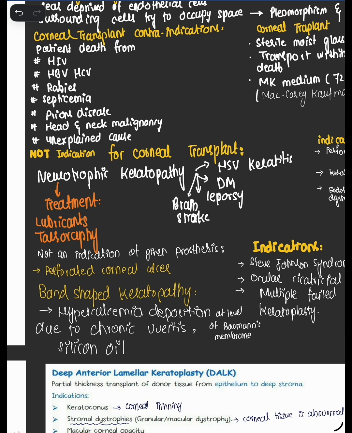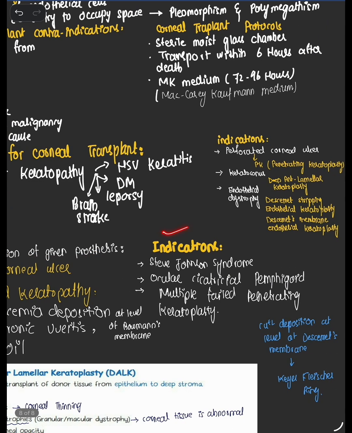In which conditions can we not do the keratoprosthesis? In the perforated corneal ulcer we cannot do the keratoprosthesis. What are the indications? Stevens-Johnson syndrome, ocular cicatricial pemphigoid, and multiple failed penetrating keratoplasty. In these conditions we do the keratoprosthesis.